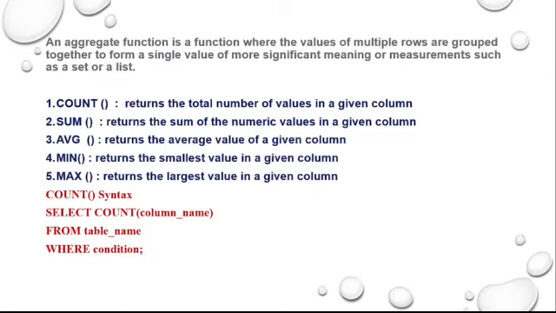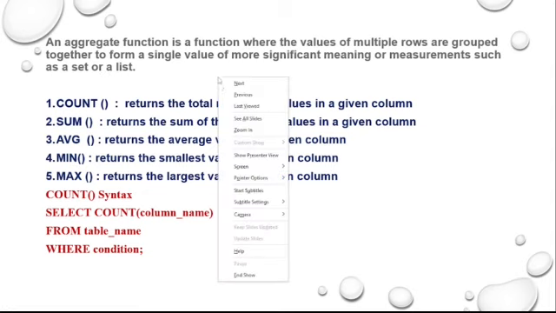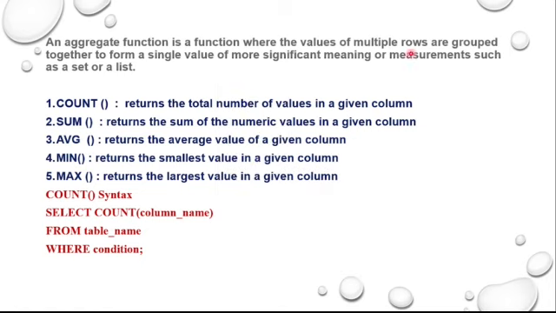So first of all, let's see what an aggregate function is. An aggregate function is a function where the values of multiple rows are grouped together to form a single value of more significant meaning or measurement, such as a set or a list. With the help of aggregate functions, we can perform a lot of things and find the information we want from a table very easily. There are aggregate functions like count, sum, average, minimum and maximum.